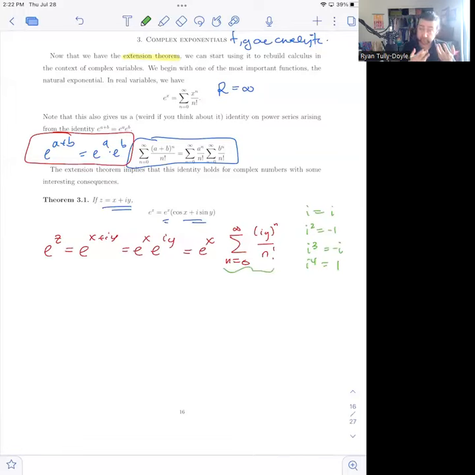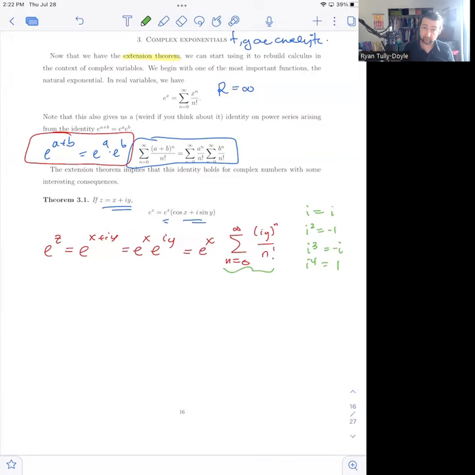Pieces for which the i disappears when we take the power. So every even power will give us i squared y squared, which is minus y squared, or i to the fourth y to the fourth, which will be positive y to the fourth. So for all of the even terms, the i disappears completely.